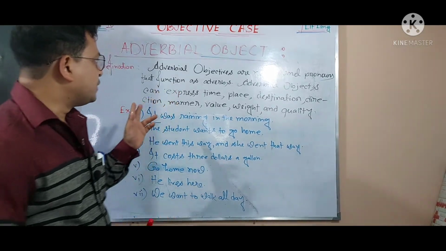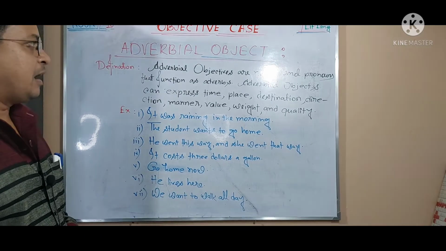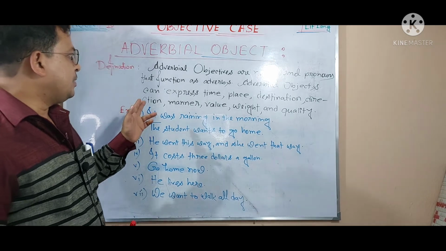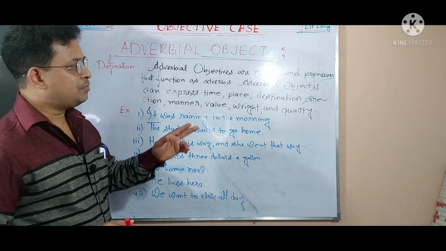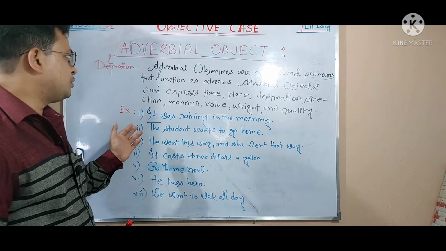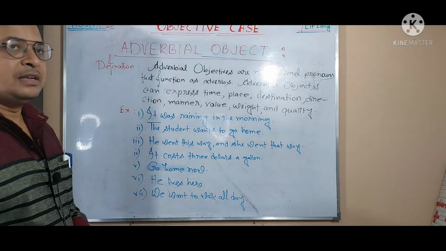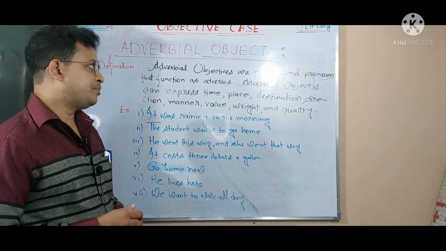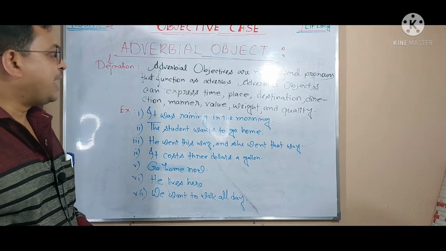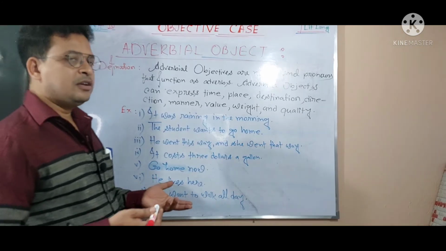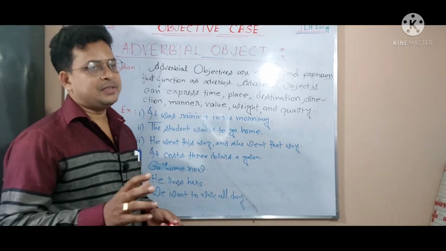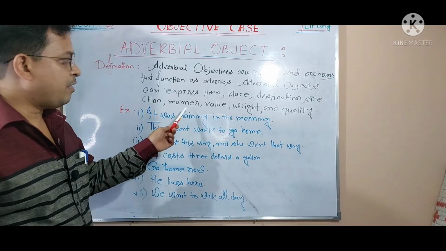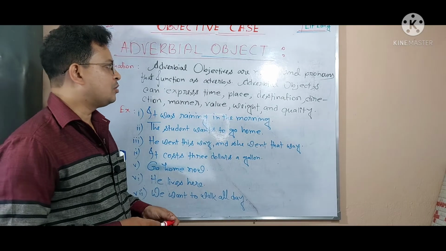So there is a definition. You see, adverbial objects are nouns and pronouns that function as adverbs. What is said here? Again, read the first line: adverbial objects are nouns and pronouns that function as adverbs. It does work as an adverb. So adverbial objects can express what? You know very well about adverbs and their importance in a sentence: for time, place, destination, direction, manner, value, weight, and quality also.